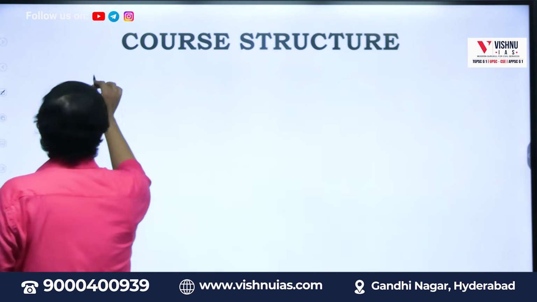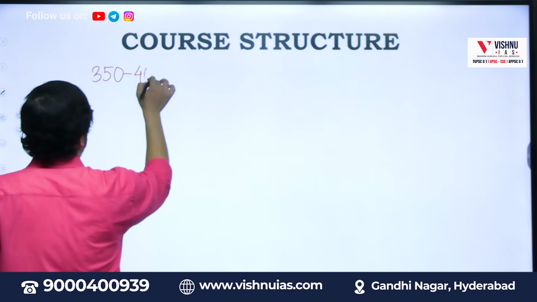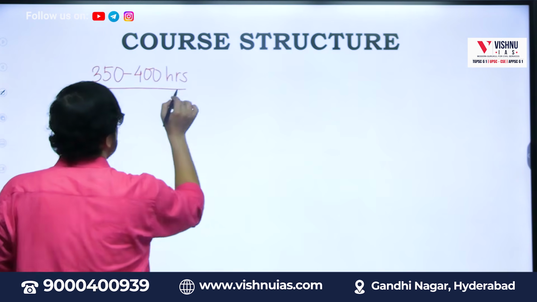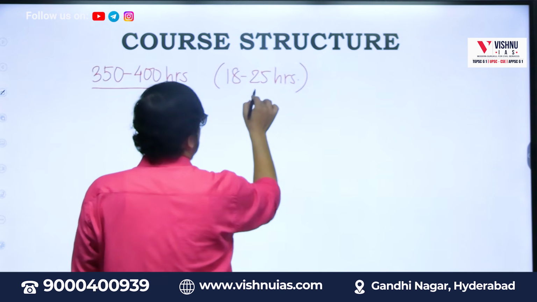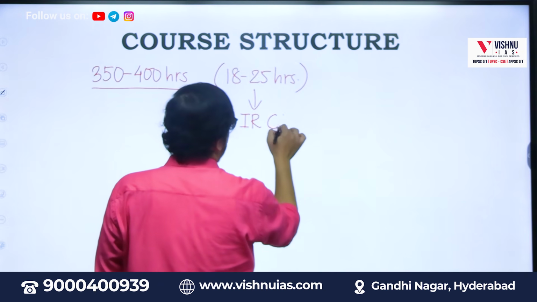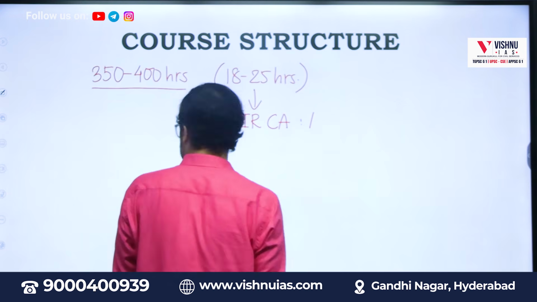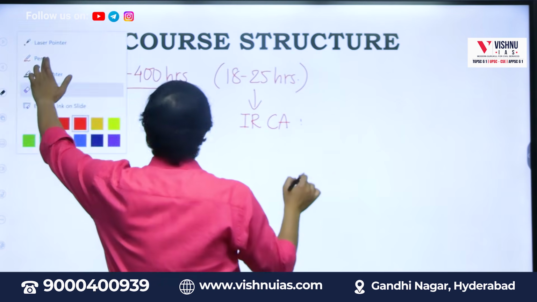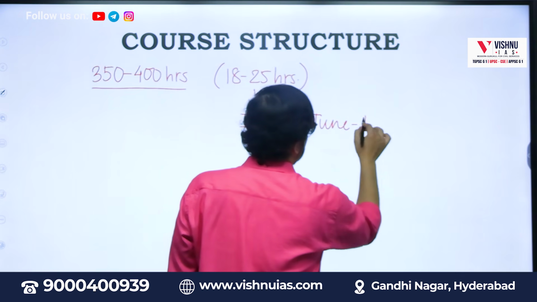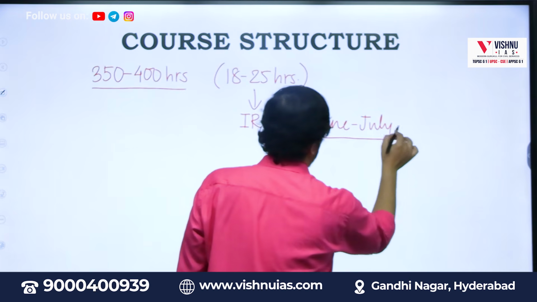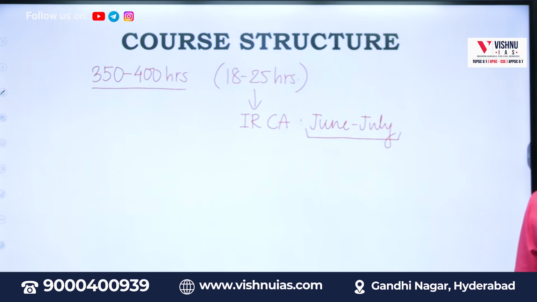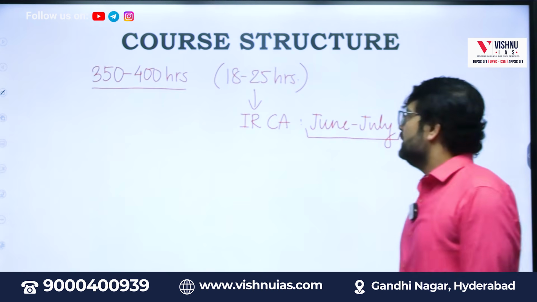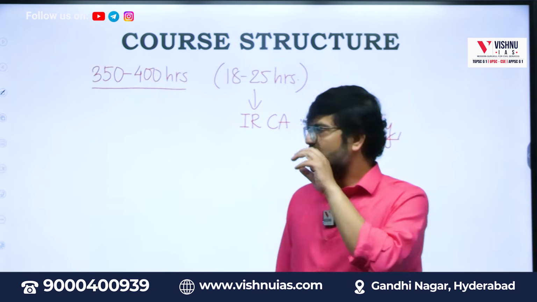Course structure is very simple. We'll have around 350 to 400 hours of classes, which also includes around 18 to 25 hours of a small module on IR current affairs in the June-July period. Normally I do this for my previous students, so they can access it freely. It's just a small 20-hour course for all the IR updates that have happened. Follow this till you are in the exam. Even if they don't provide you access, I'll ask them to give you access even after you have crossed.